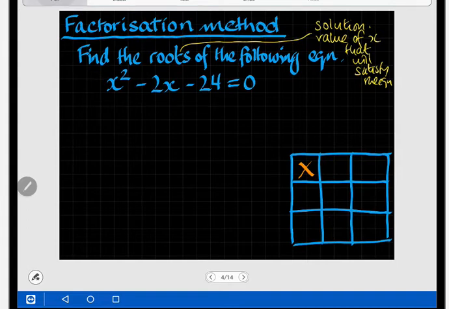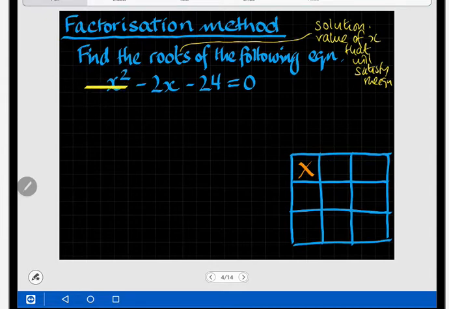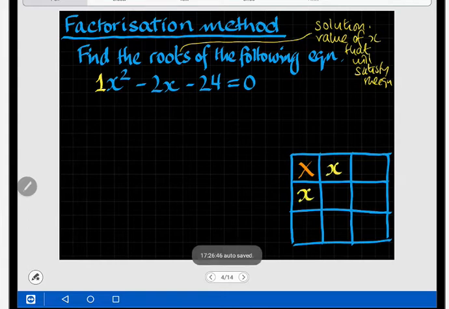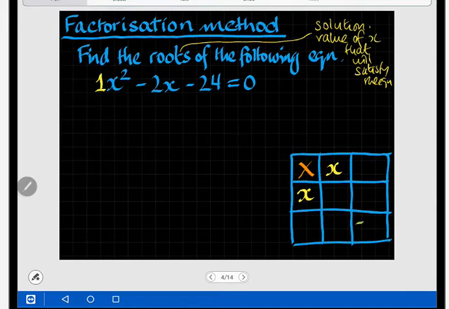Okay, so let us put the things that we know already. We know that to have an x squared here, because there's a coefficient of 1 here, but we don't show it, right? So to get x squared, we simply take x multiplied by x. And then we know that our answer here is going to be minus 24.